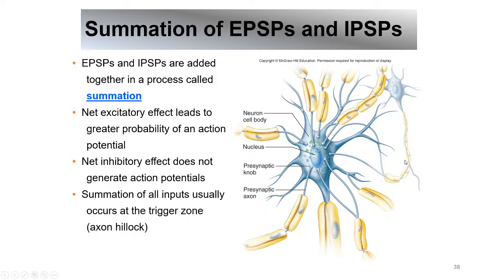So these EPSPs and IPSPs are added together in a process called summation, and you basically add up all of the excitatory stimuli and all of the inhibitory stimuli, and if at the end of that you can reach threshold, then you will depolarize and initiate an action potential. All right, so it's the summation of all inputs, and this usually occurs at the trigger zone of the axon hillock. All right.